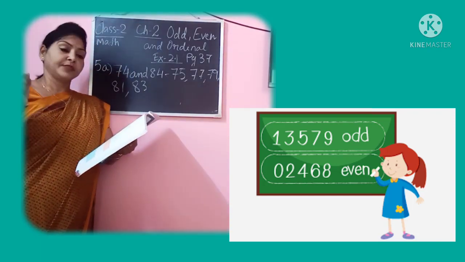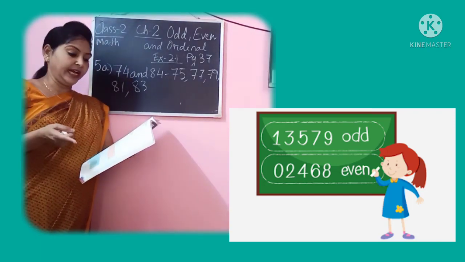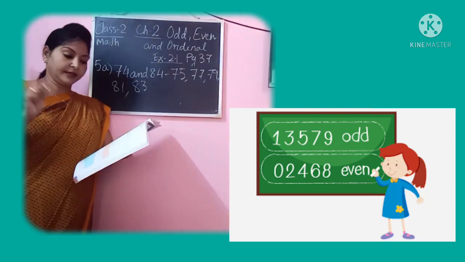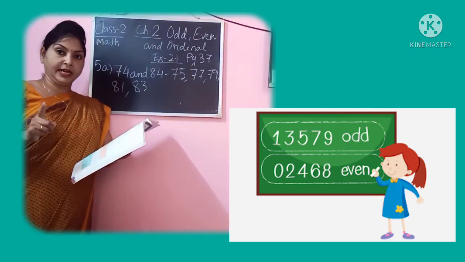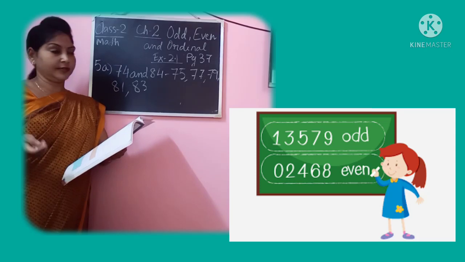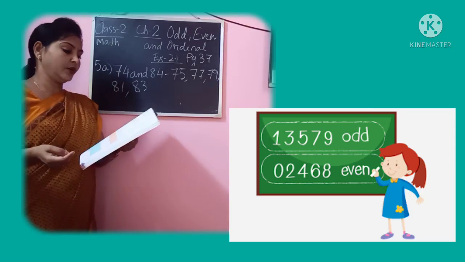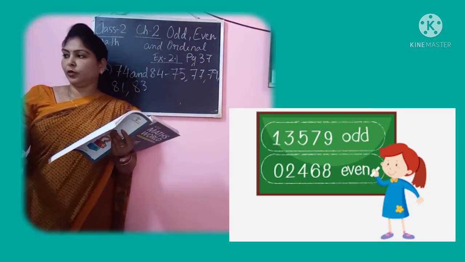Then for number B, between 32 to 42, you have to write the numbers. So it will be 33, 35, 37, 39, 41. That's it. I am not doing it on the board. You have to do it by yourself.